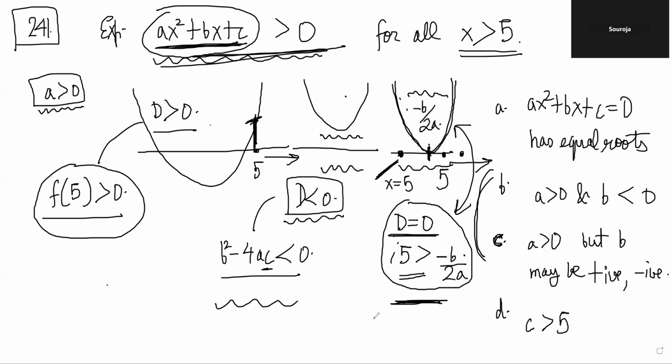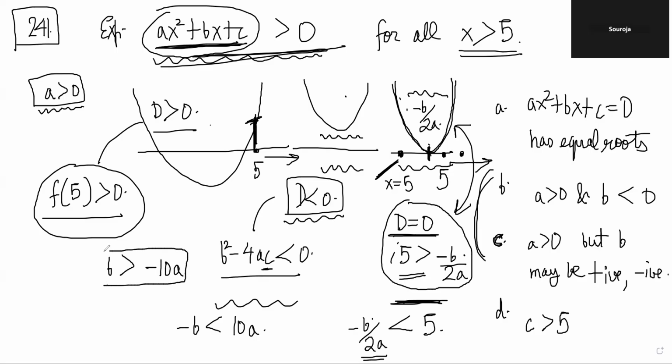So minus b by 2a is less than 5. And if a was positive, 2a is positive, so we can say minus b is less than 10a, right? Multiply by minus 1 in this inequality, it will reverse its sign. So b is greater than minus 10a. So b should be greater than some negative 10a.